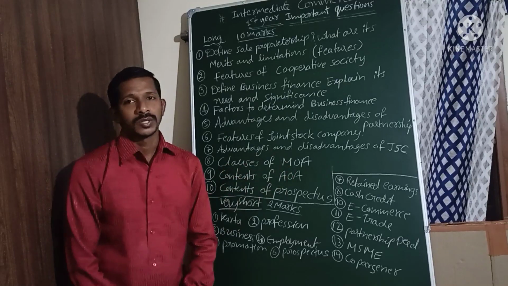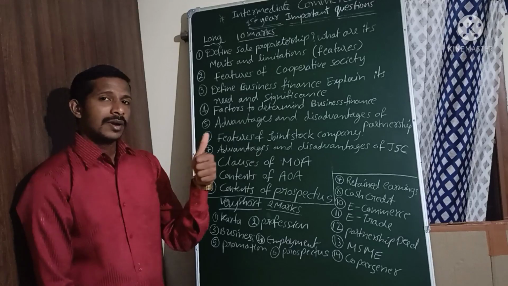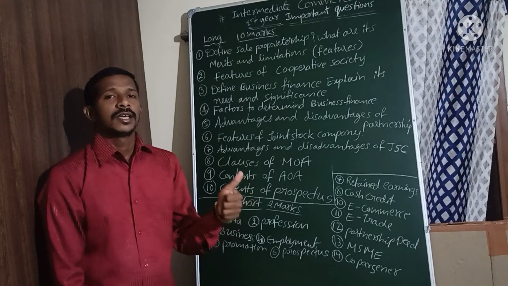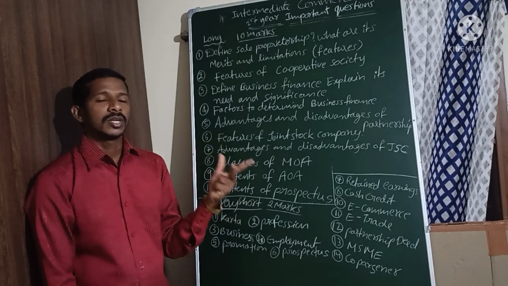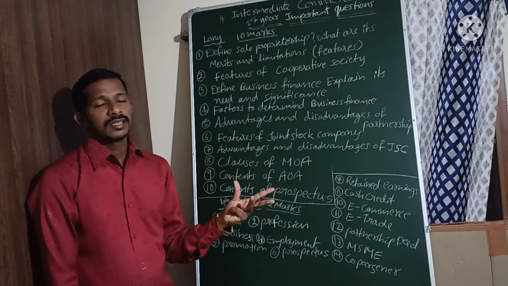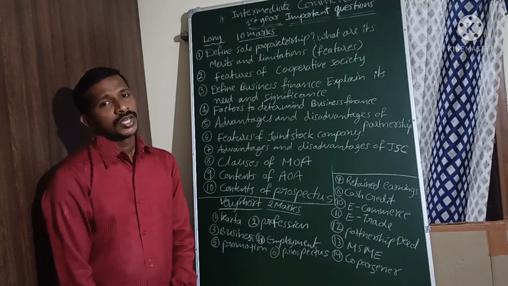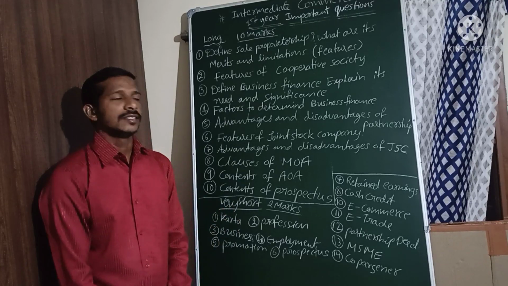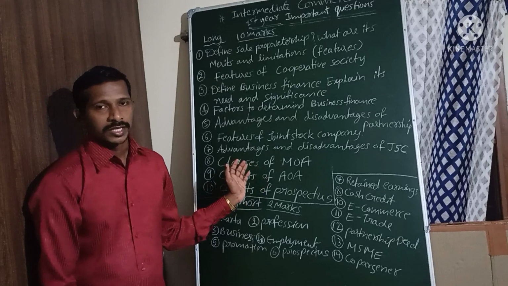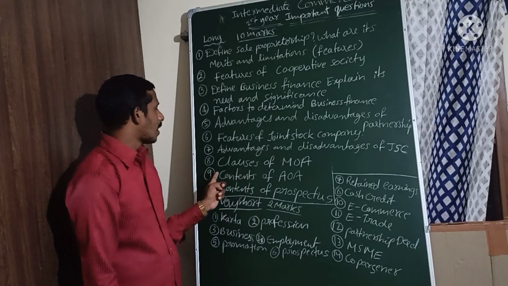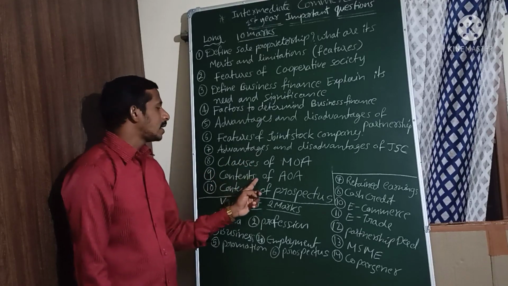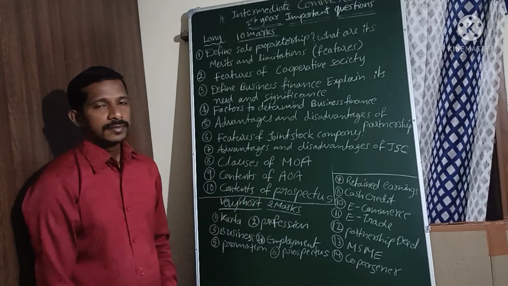Clauses of Memorandum of Association: name clause, capital clause, subscription clause, association clause, registration office clause, liability clause. These are the different types of clauses in the Memorandum of Association. Okay. And next we'll see the ninth question, contents of AOA.